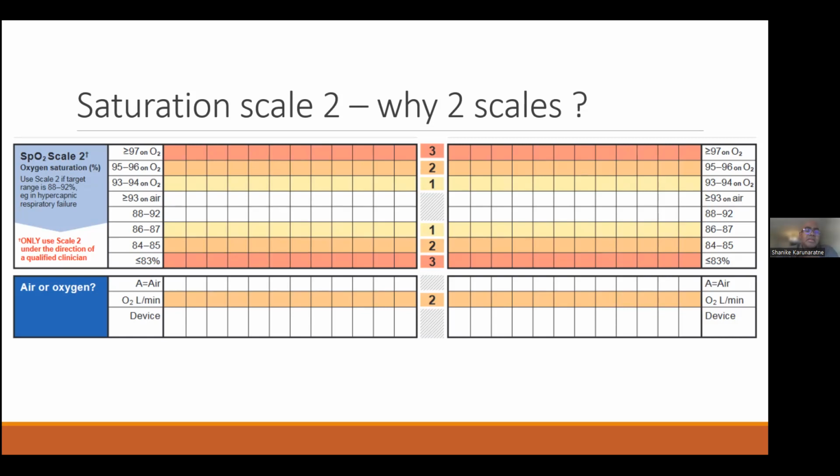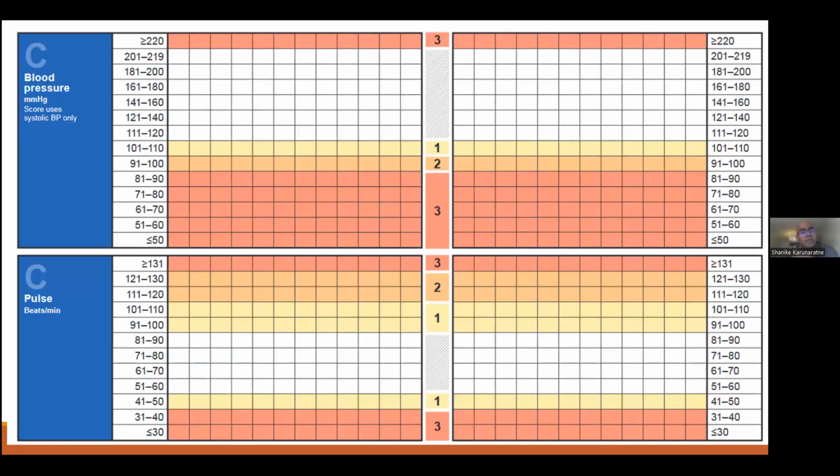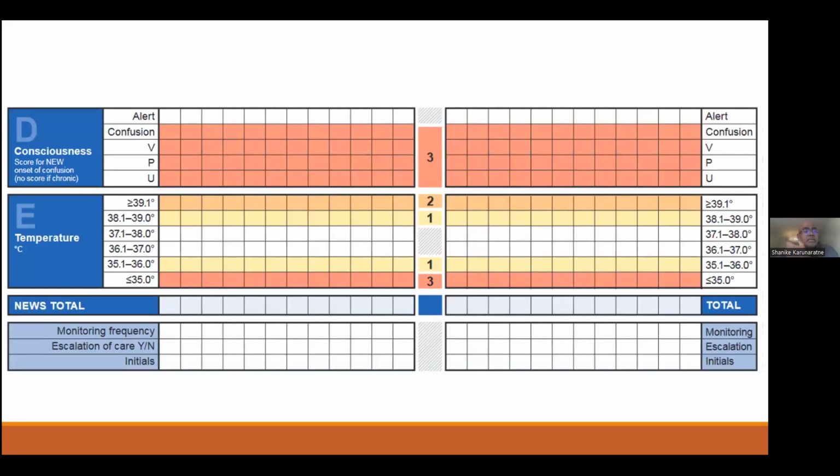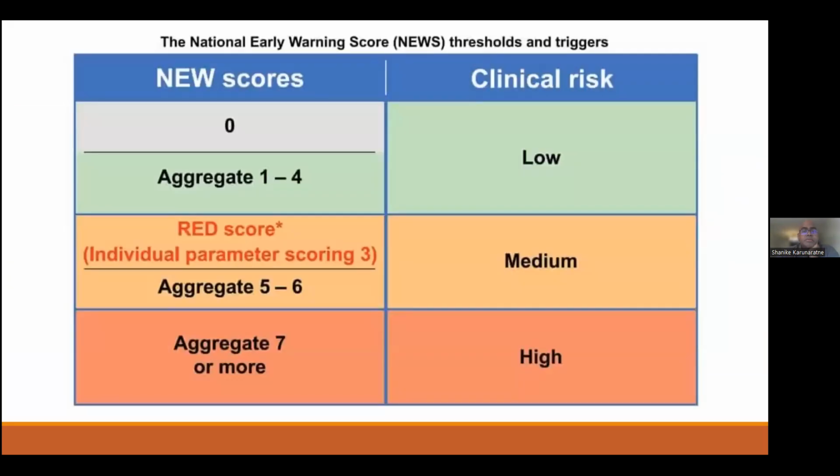For example, they will have a score of 3 if the saturation drops below 83, and their normal level is taken as 88 to 92. So you can see the difference, that they have a lower saturation threshold or target. When it comes to the C, we have two things, the pulse and the blood pressure. I'm not going to reiterate. You can just measure the patient's pulse and blood pressure and put it into the score. And finally, the level of consciousness and temperature. After calculating this A, B, C, D, E, we come to a conclusion about the score.